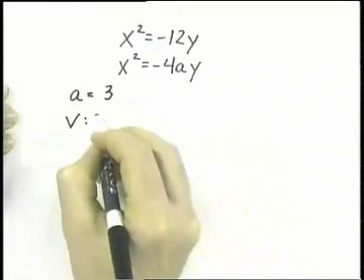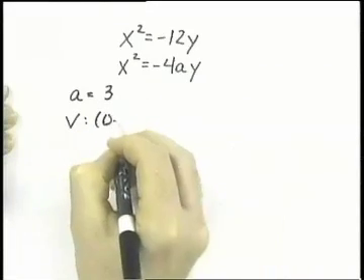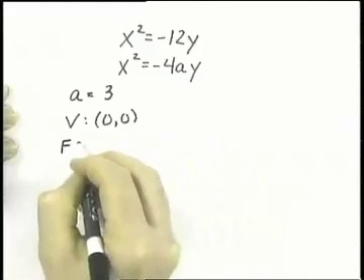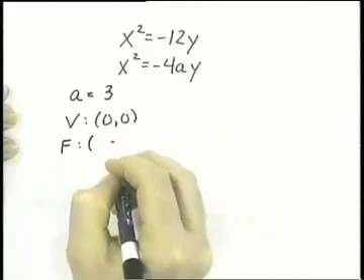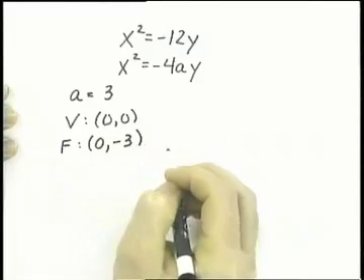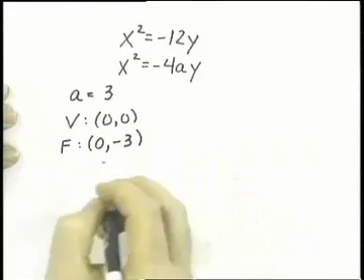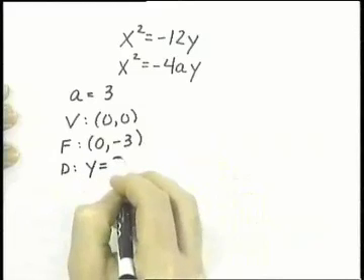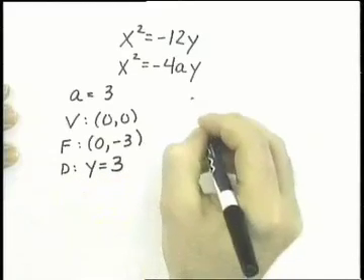So we have a vertex located at the origin. We have that the focus is going to be on the negative y-axis, so it's going to be at the point 0 comma negative 3. And our directrix is going to be the line y equals a, or y equals 3.